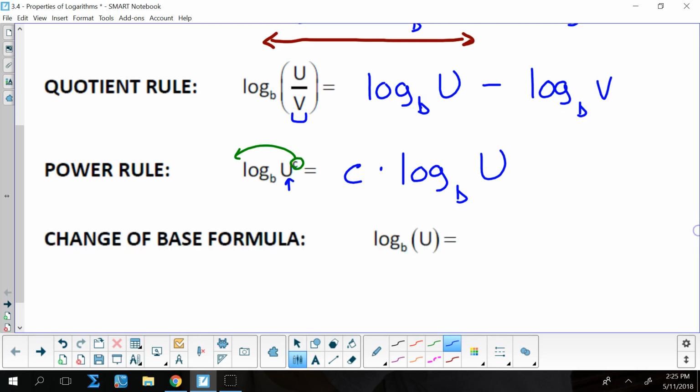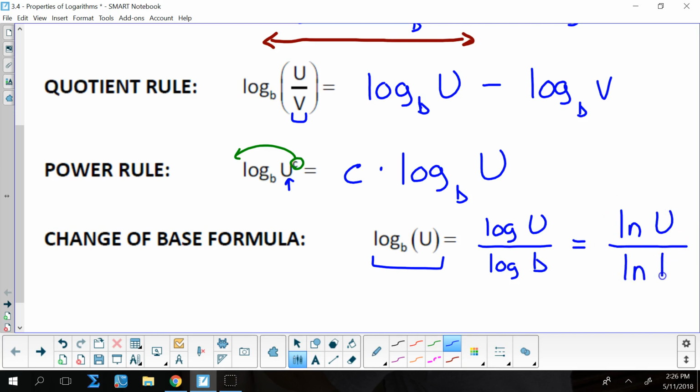And the last logarithmic rule that we have to deal with is something called the change of base formula. The change of base formula tells me that if I have this log and I want to evaluate that log, I am going to take the common log, log base 10 of u, and I'm going to divide that by the common log, log base 10 of b. Or I could take the natural log of u and divide that by the natural log of b. Okay? So I could do that, and then I can evaluate that, and we'll get more into that later on.